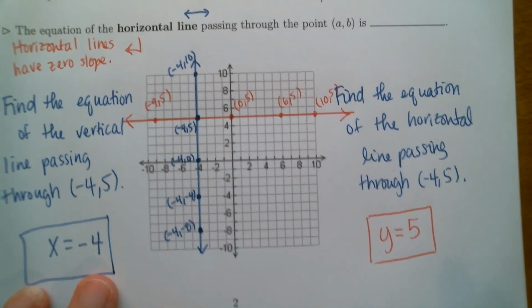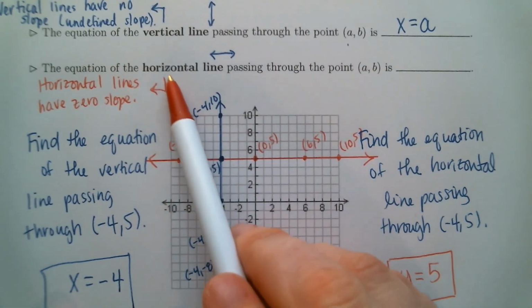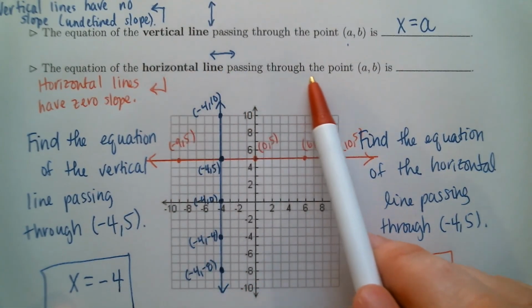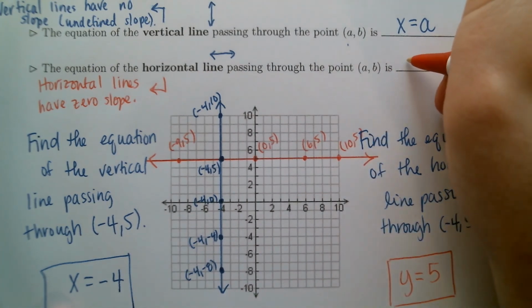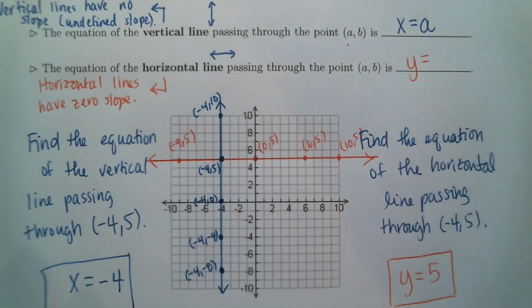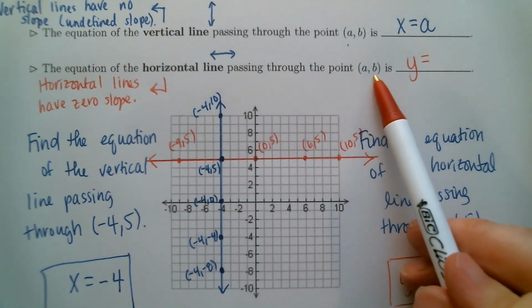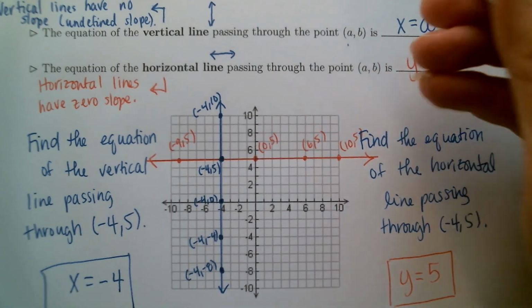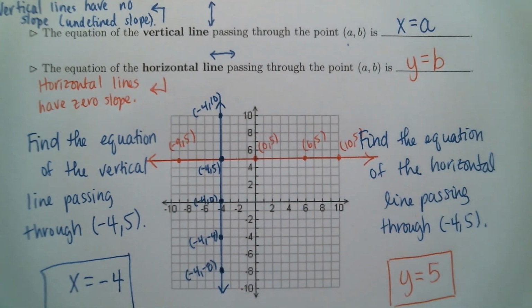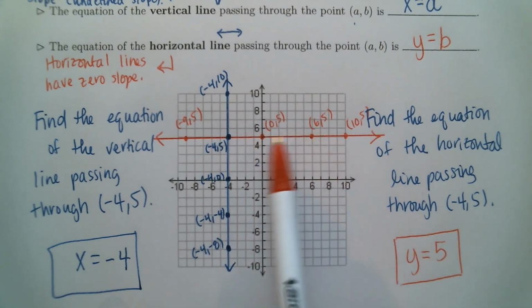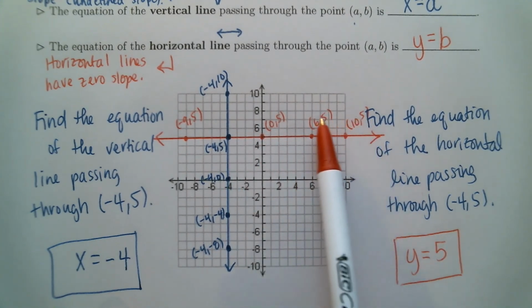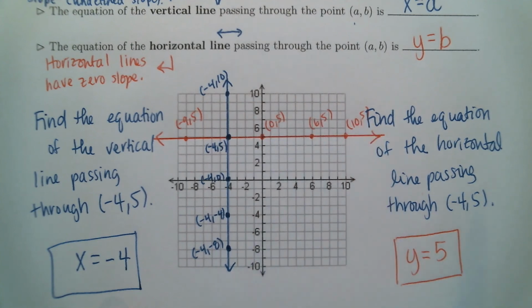That's it. So if we go to write down our rule, the equation of a horizontal line passing through a generic point AB is, the equation will always be y equals for a horizontal line, and then you always pick the y coordinate of the point that you're dealing with. So y equals B here. That's exactly what we did here. Horizontal is going to be y equals, and it was the y coordinate that was always in common.